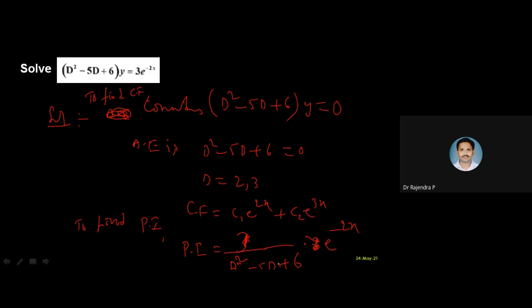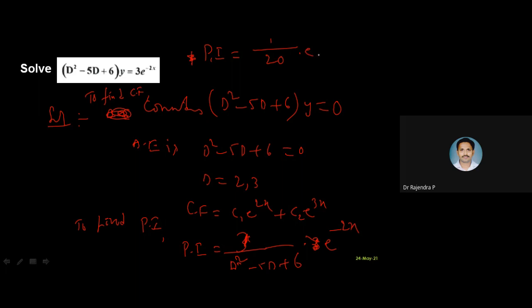So what is your procedure now? You tell me, what is PI? Next step. What do you have to do? Substitute D with the coefficient of x in the exponent. What is that coefficient? Minus 2. Minus 2 you substitute in the denominator, D square minus 5D plus 6. What is the value? 4 minus of minus, plus 10 plus 6, that is 20. Very good.